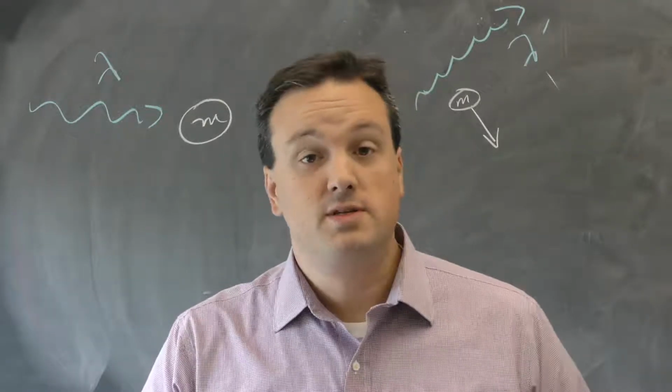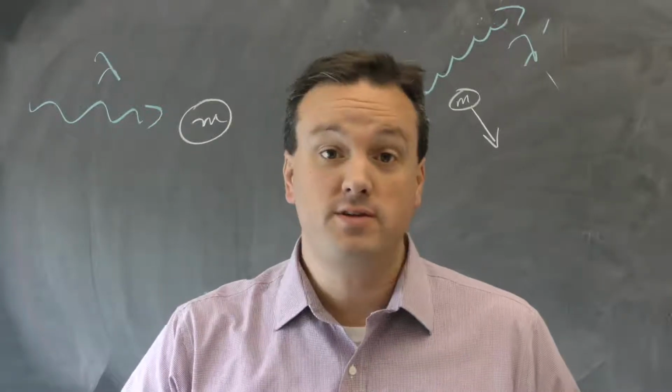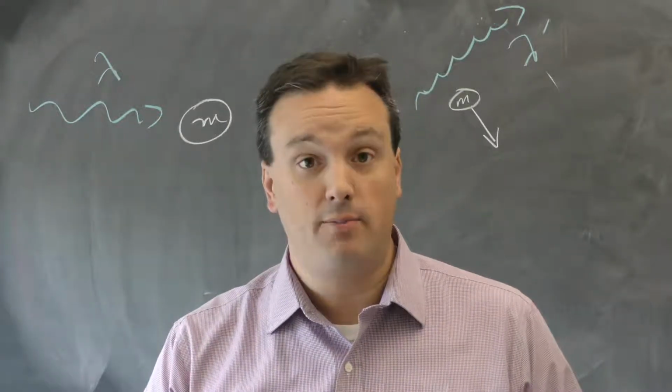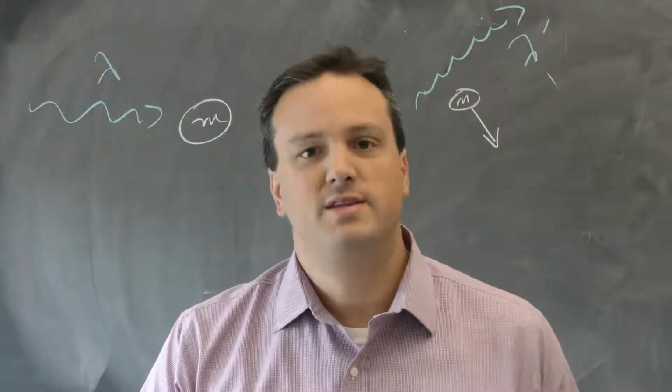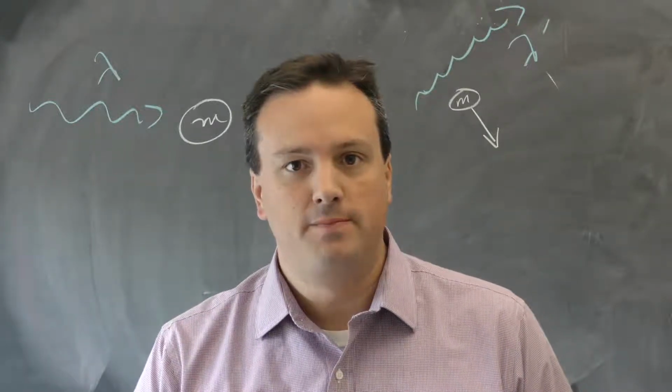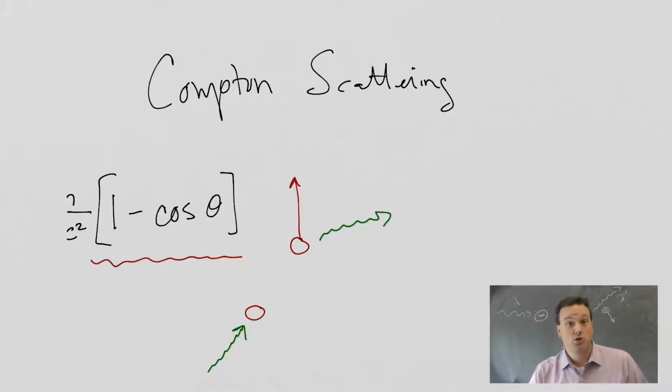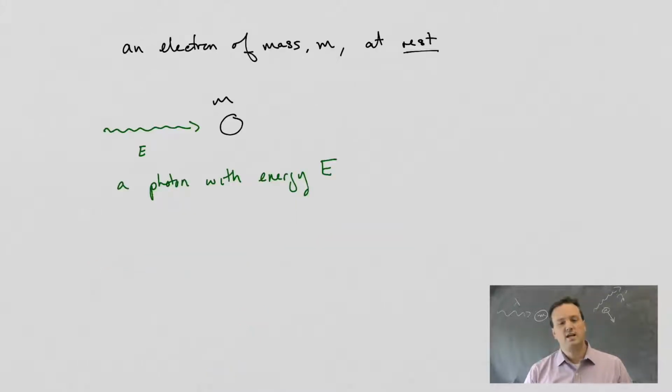Welcome back. So today we're going to talk about one of the first effects that you've actually seen in the laboratory that requires us to think about the world in a relativistic way. And this effect is something that's known as Compton scattering. So the setup goes like this.